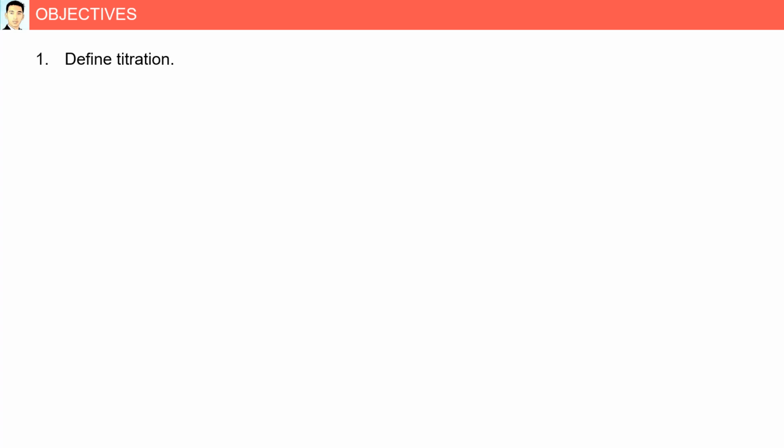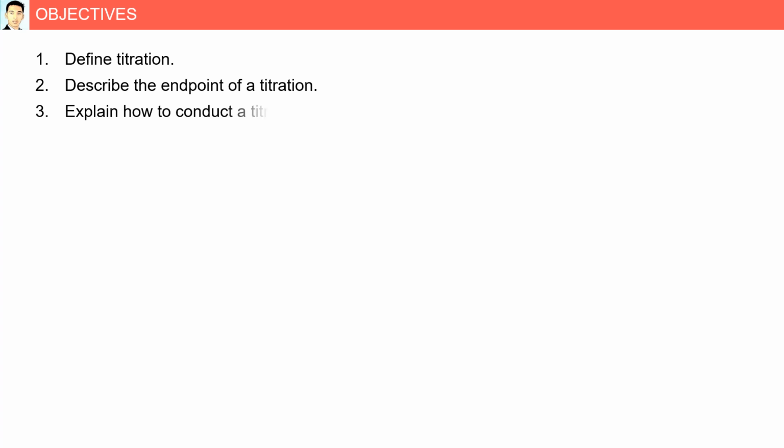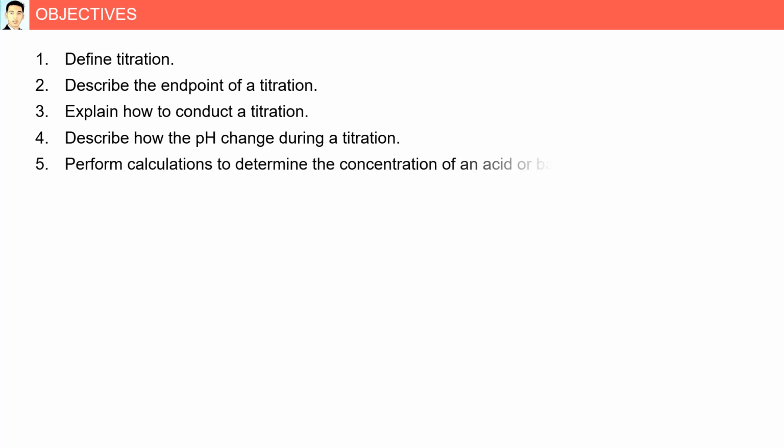Objectives. Define titration. Describe the endpoint of titration. Explain how to conduct a titration. Describe how pH changes during a titration. And finally, perform calculations to determine the concentration of an acid or base given titration data.